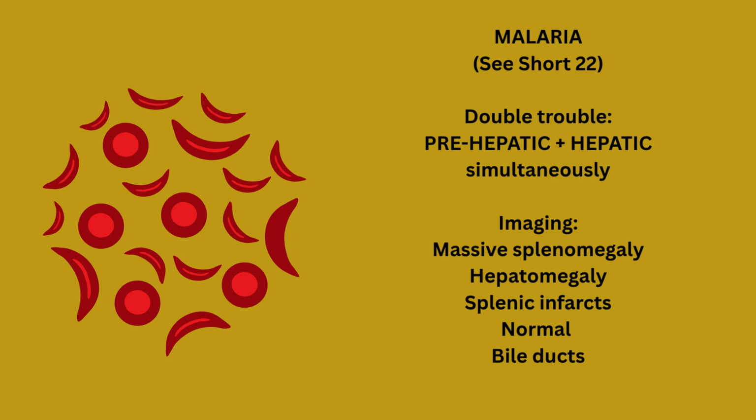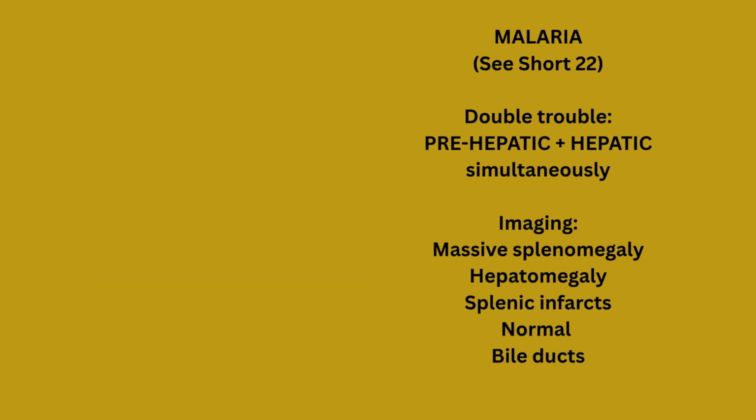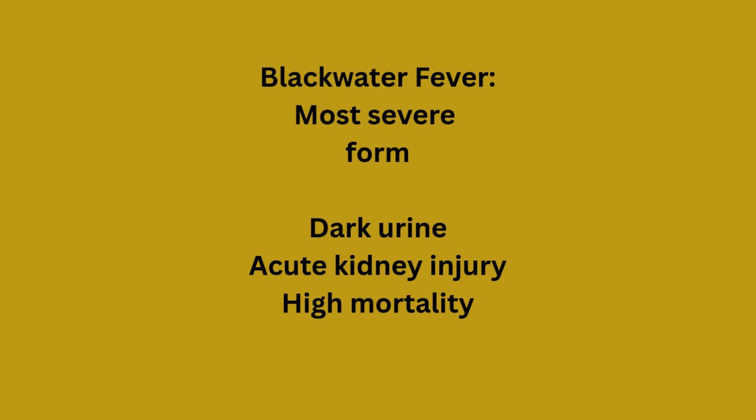Malaria is unique because it causes double trouble: pre-hepatic hemolysis and hepatic involvement simultaneously. Massive splenomegaly, hepatomegaly, splenic infarcts, normal bile ducts. Blackwater fever is the most severe form: massive intravascular hemolysis causing dark urine and acute kidney injury. For details, see Short 22.